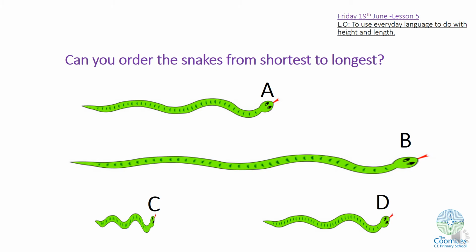So the first question is, can you order the snakes from the shortest to the longest? So I've labelled the snakes, so this one's A, B, C and D, and can you put them in the order from the shortest to the longest? I'll give you a couple more seconds to have a little think.